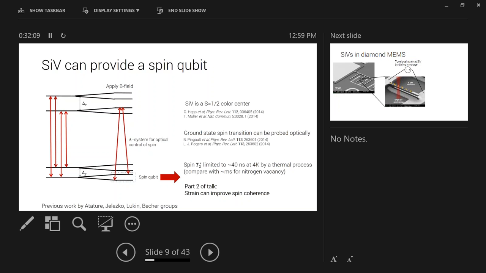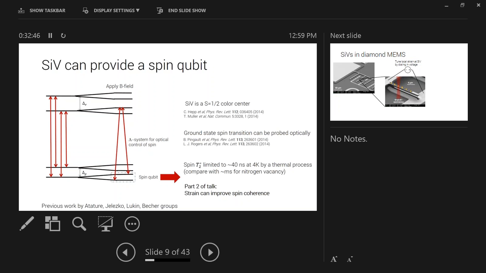So this SiV has very nice optical properties, which is something I stressed a lot. But one of its disadvantages is that the spin qubit is not quite as nice as the nitrogen vacancy. In fact, the amount of time for which you can store information in the spin qubit, the so-called coherence time, is of the order of 40 nanoseconds at 4 Kelvin. And if you remember, for the NV, it's of the order of a millisecond, right? So quantum information doesn't stay in the spin qubit for very long, and we understand now that it's limited by a thermal process.